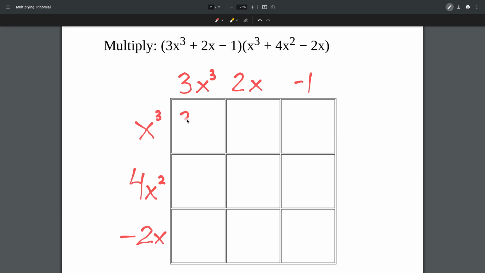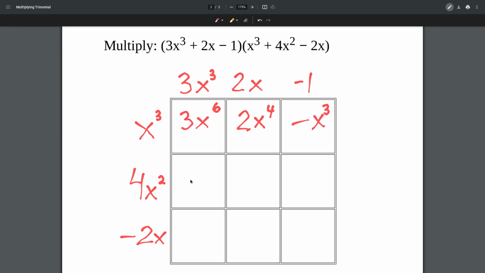So we have 3x cubed times x cubed. That's 3x to the sixth power. Then we do x cubed times 2x. That's 2x to the fourth power. And then x cubed times negative 1 is minus x cubed.